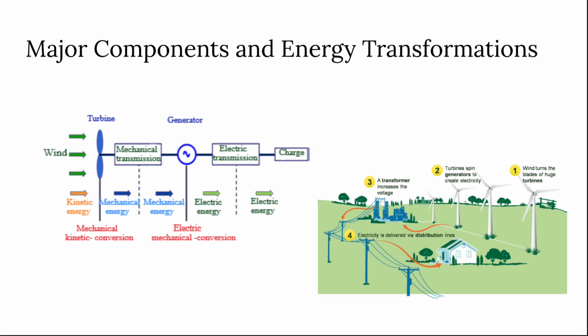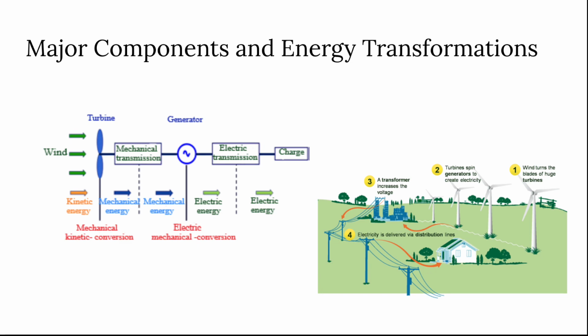Some key terms are the mechanical transmission, which is the transfer of mechanical energy, physical motion, from one component to another in machines, as well as electrical transmission, which is the process of delivering generated electricity to the distribution grid located in populated areas.